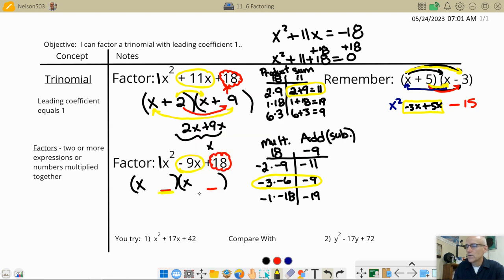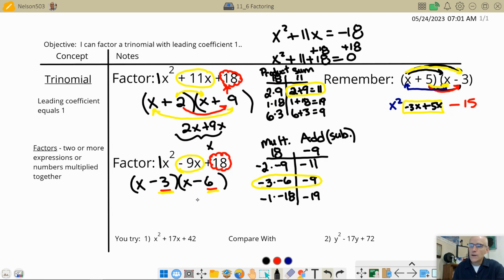Now, you might be saying, Nelson, stop talking, man. I see which ones they are. You made it real clear in the table that I put a negative 3 and a negative 6 down because that's going to generate this trinomial right up here if these were the factors.